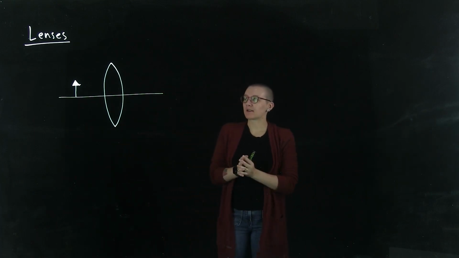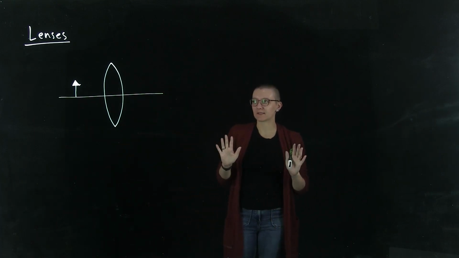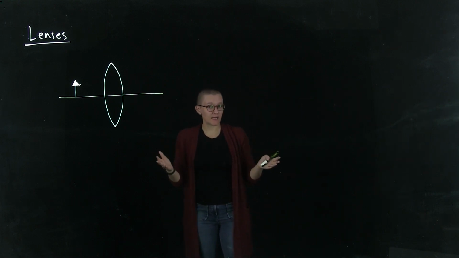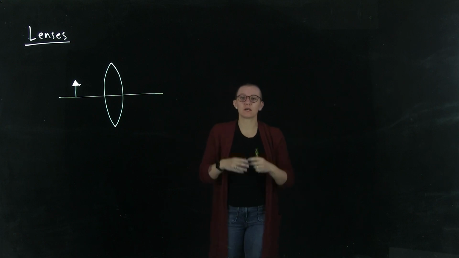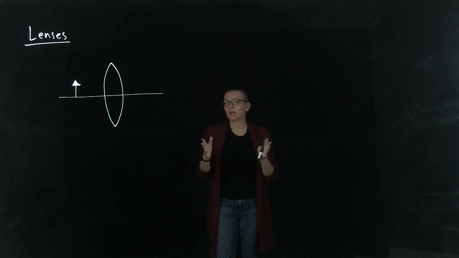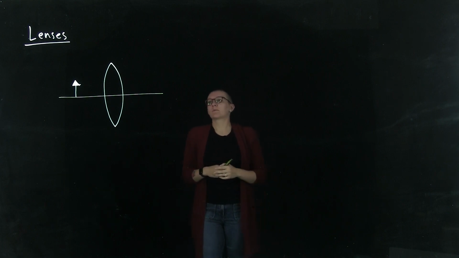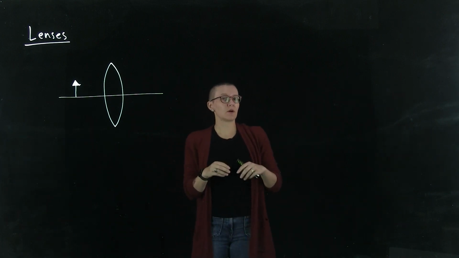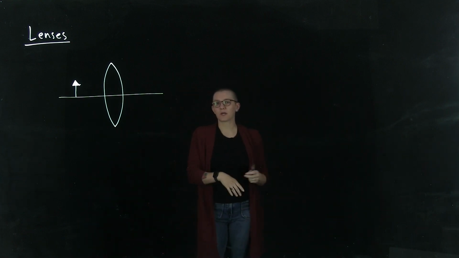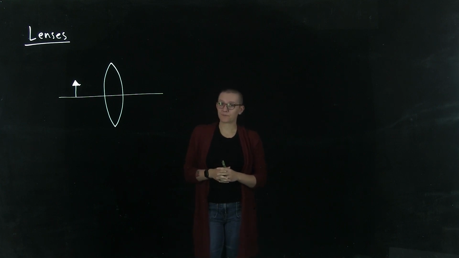So today we're going to talk about lenses and how lenses work. This will help us understand a lot of different aspects of everyday life, including our glasses and our eyes and telescopes and cameras. And so this is the beginning of understanding all of that. So first we're going to talk about something called the Thin Lens Approximation. And that will help us a lot with some of the lens stuff that we're going to do moving forward.